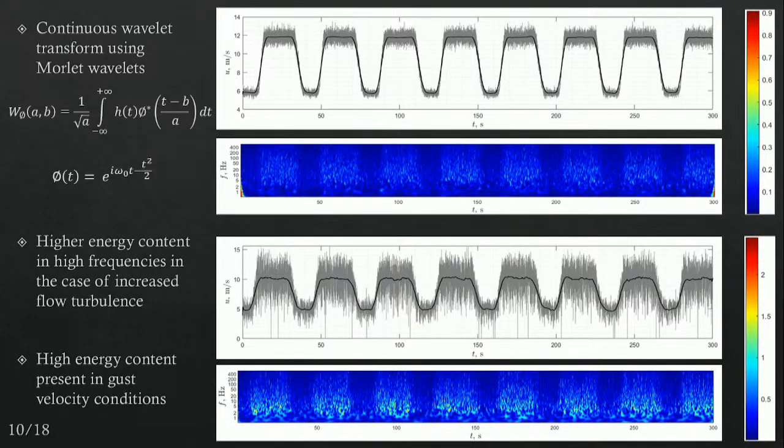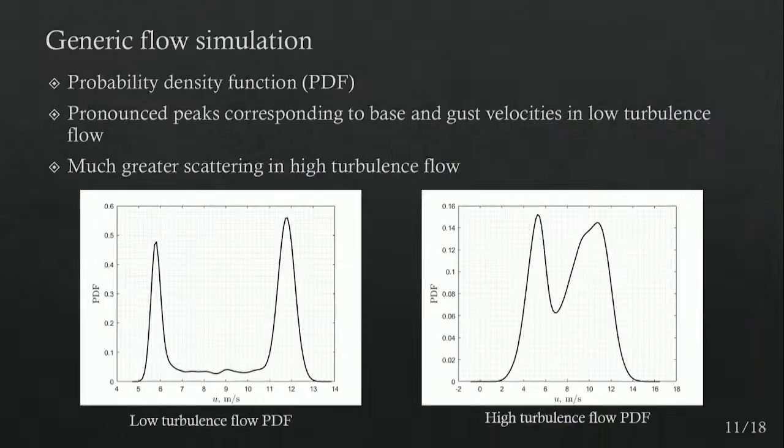On this we can do a continuous wavelet transform using more wavelets this time. And we can see here that higher energy content is in the higher frequencies in the case of increased turbulence here. As we can see here, corresponding to the higher velocities, also higher turbulence appears here as in brighter colors, showing more turbulence, more energy content in these gusty velocity conditions.